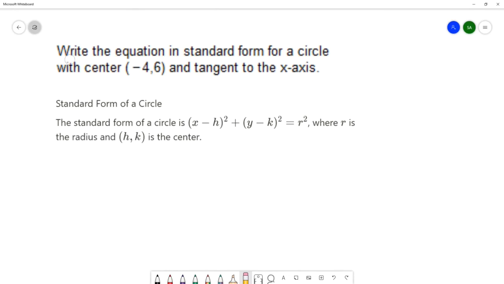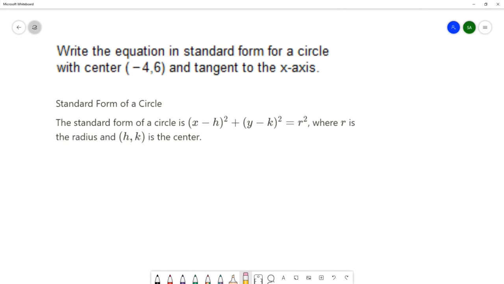For this question, we want to write the equation in standard form for a circle with a center of -4, 6 and tangent to the x-axis. So let's first understand what standard form of a circle is. Standard form of a circle follows this format: x minus h squared plus y minus k squared equals r squared. And that's where r is the radius and h, k is the center.